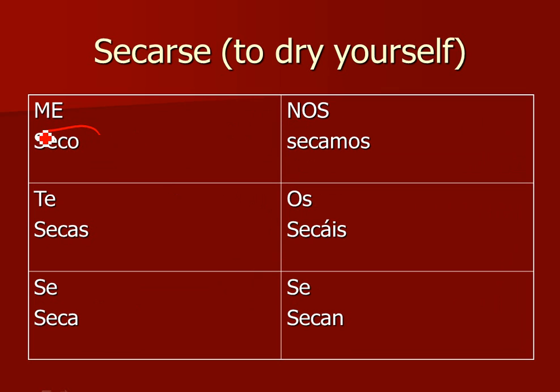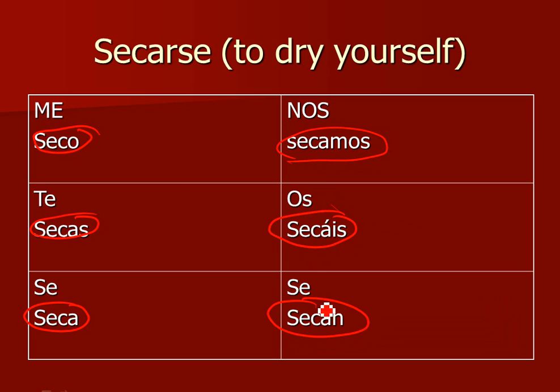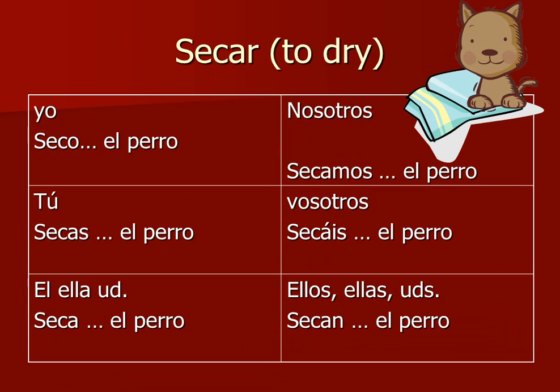So here you notice that the verb is conjugated normally in the present tense. So it's the o, as, a, amos, áis, and an. So all you have to do is remember to put that reflexive pronoun in the beginning.